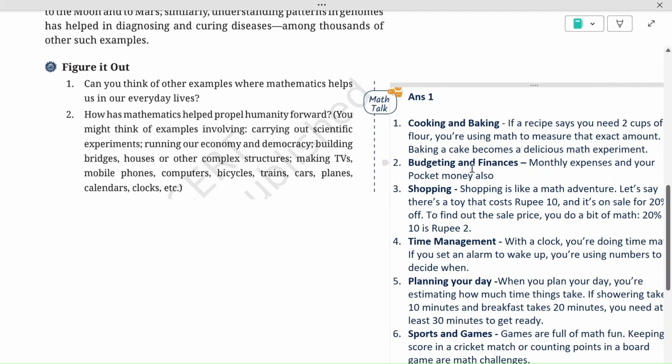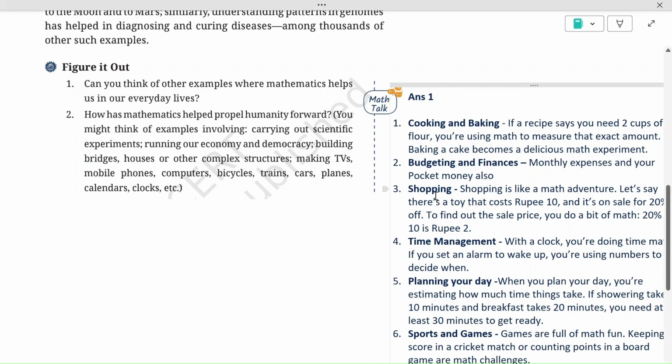The next one is budgeting and finances. So at our home, our parents do monthly and annual budgeting. So they do the calculation of the monthly expenses. So for all those calculations, mathematics is used. In fact, the pocket money which we get from our parents is also a part of budgeting and finance, and that also covers mathematics.